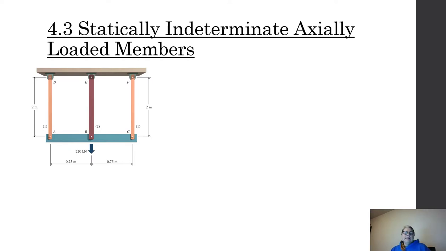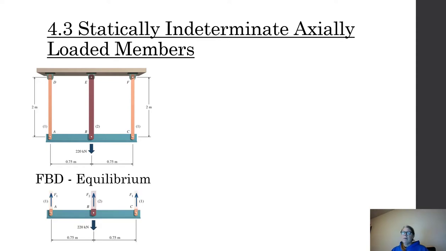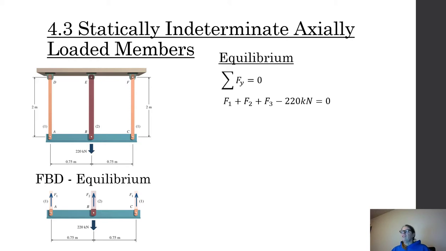So statically indeterminate. We cannot determine the reactions, the forces in our members using statics alone. So if I draw a free body diagram, I'm going to have force in AD, force in BE, force in CF. I can call them force 1, force 2, and force 3 because bar CF may not be the same cross-sectional area. They may look the same, but they may not actually have that same cross-sectional area.